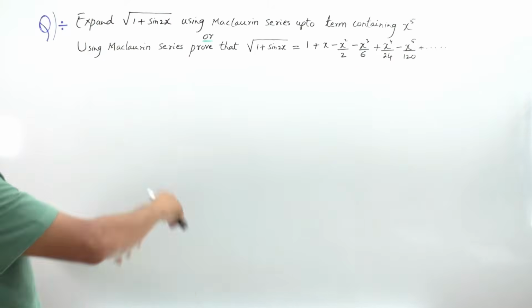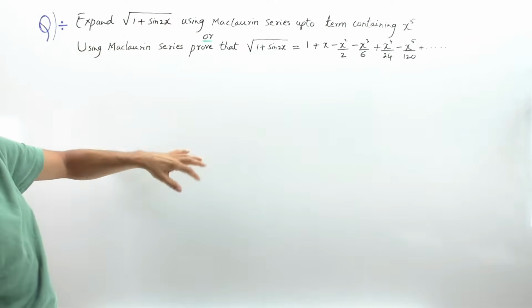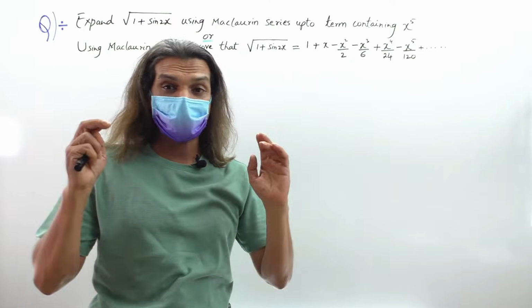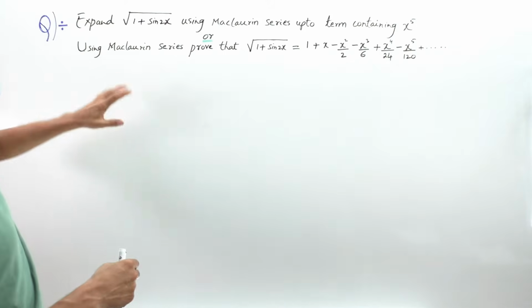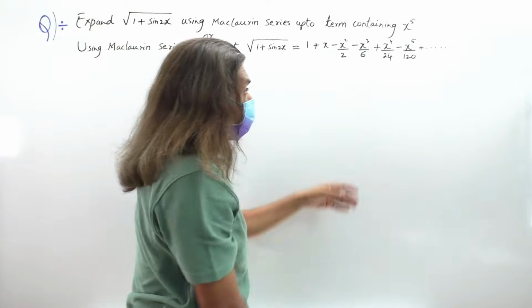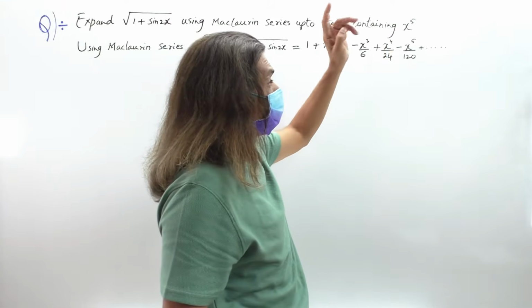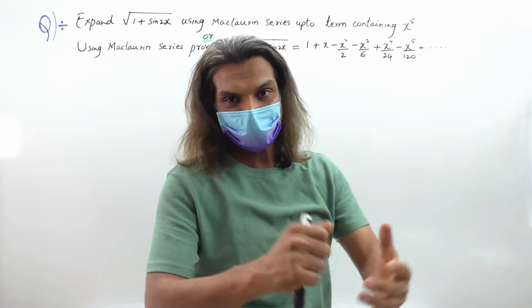The question here is: expand root of 1 plus sin 2x using Maclaurin series up to the term containing x raised to 5. The other way this question may be asked is: using Maclaurin series, prove that root of 1 plus sin 2x is equal to 1 plus x minus x squared by 2 plus x raised to 4 by 24 minus x raised to 5 by 120.